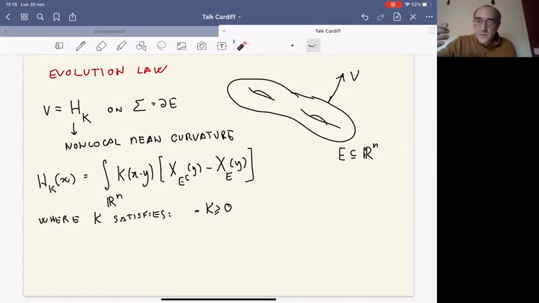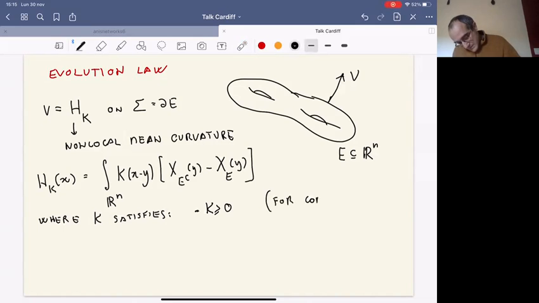The comparison principle, okay, is reflected in the assumption K positive. So this is for the comparison principle, which also means well-posedness of the equation. Then I want symmetry. I want symmetry because I don't want to distinguish the evolution of a set from the evolution of the complementary of the set. I want that everything depends on the boundary.